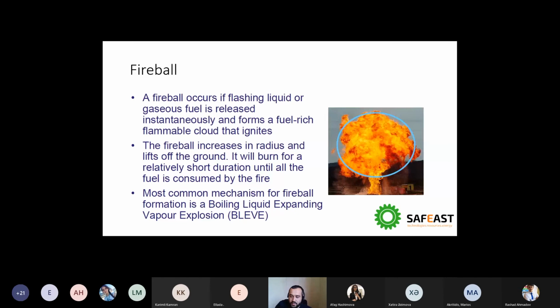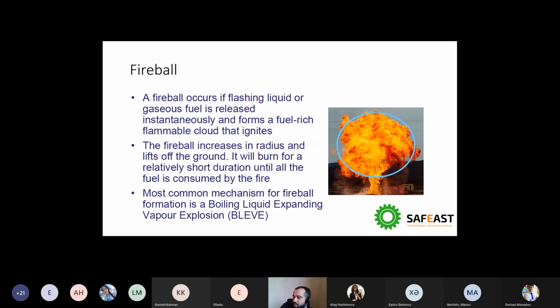And one of the other types is the fireball. Again, from its name, you can imagine the shape. This is a ball of fire. Fireballs occur if a flashing liquid or gas is released instantaneously and forms a fuel-rich flammable cloud. So there is a huge amount of material released and it is ignited. Basically, there is a fuel-rich atmosphere, a fuel-rich condition, which ignites.